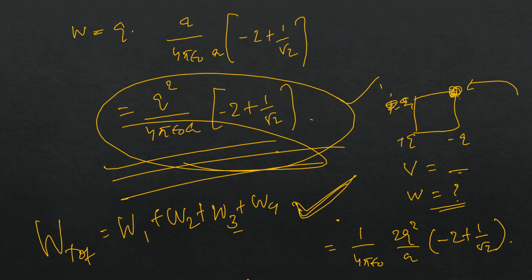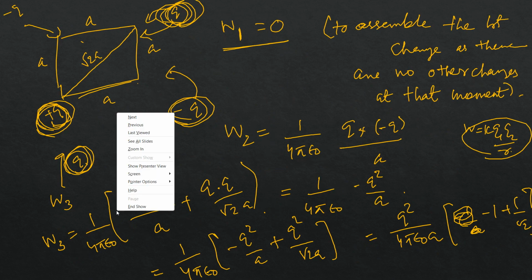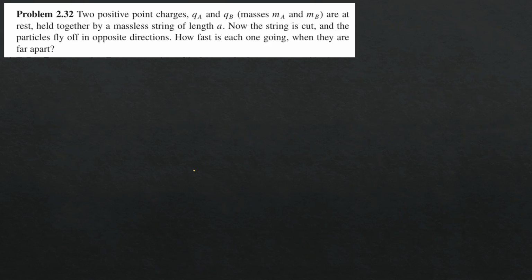Okay, next question. Problem 2.32. Two positive point charges QA and QB are at rest, held together by a massless string of length a. This is your QA, this is your QB. Not a spring, okay? It's a string. Don't draw it as a spring.